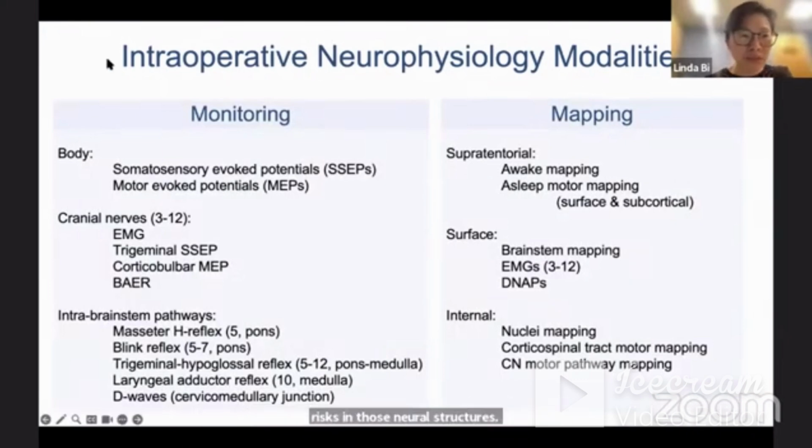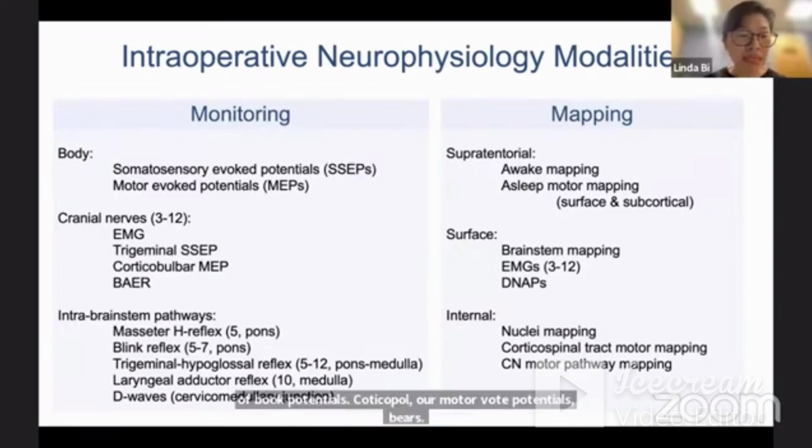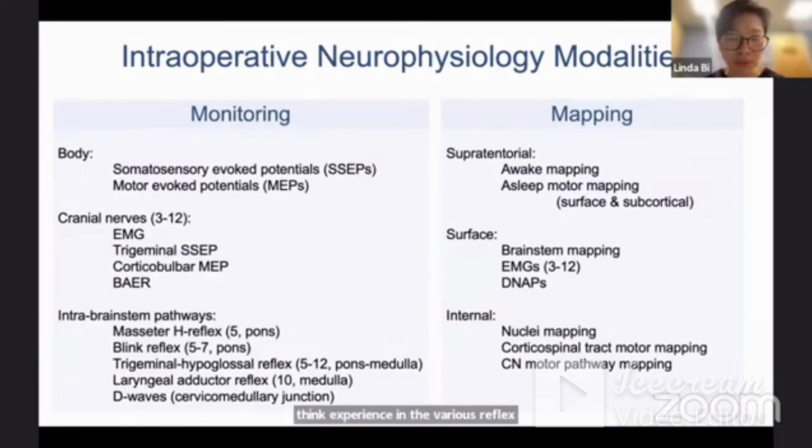In the broad overview, the general neuromonitoring categories that we use in daily life in neurosurgery include the monitoring of somatosensory evoked potentials, motor evoked potentials, including for supratentorial and infratentorial surgery, that of the cranial nerves, most commonly measuring EMG responses as we directly stimulate a nerve, but also trigeminal somatosensory evoked potentials, corticobulbar motor evoked potentials, BAERs, amongst others, and increasing interest and, I think, experience in the various reflex circuits that run through the brainstem from the cranial nerves, which also provide a powerful set of tools, especially in cavernous sinus surgeries. So I'll delve into some of these in more detail one by one.